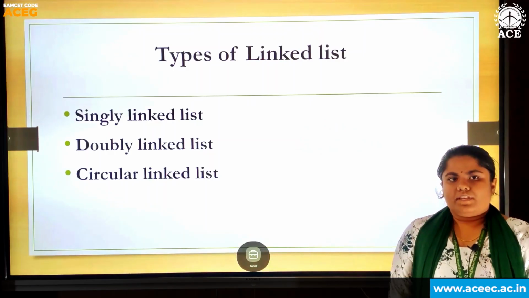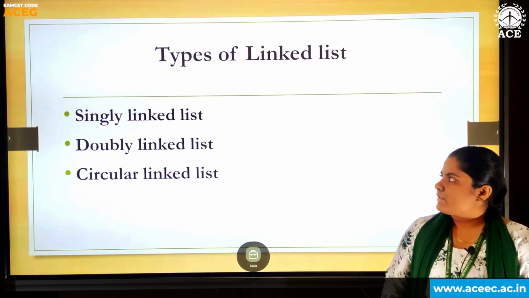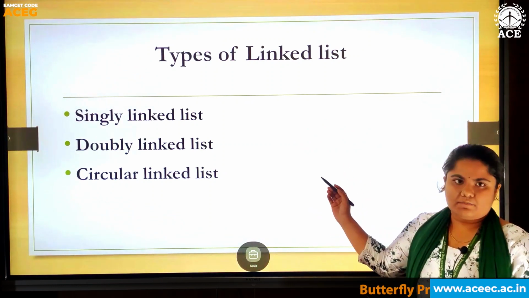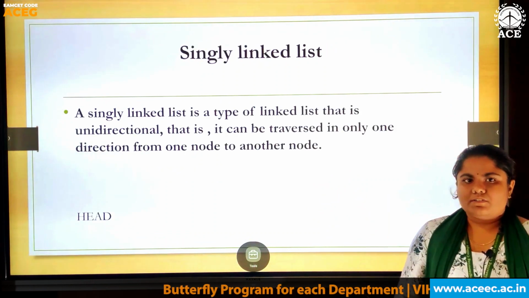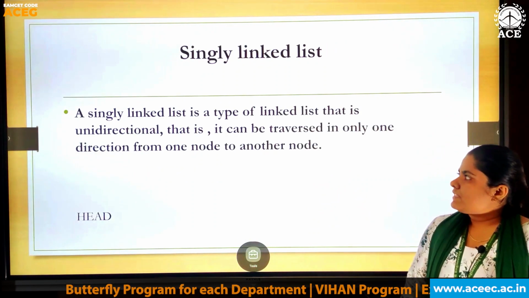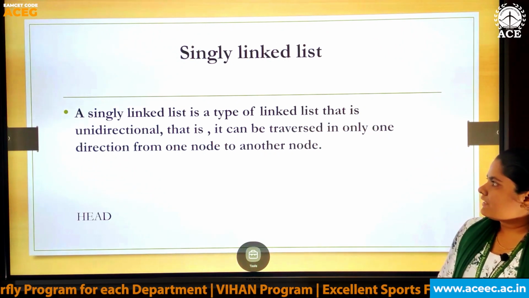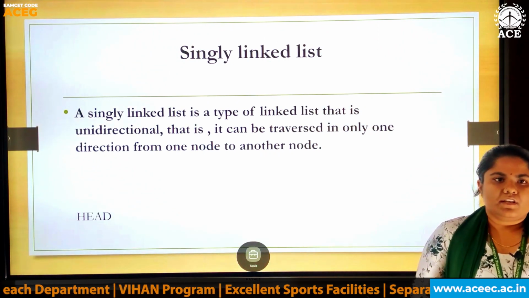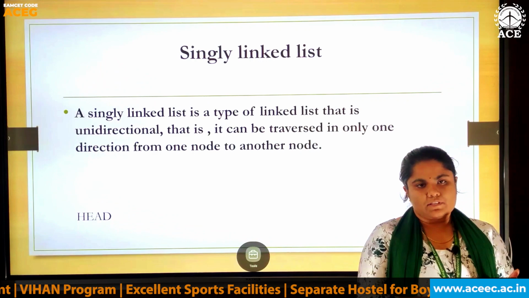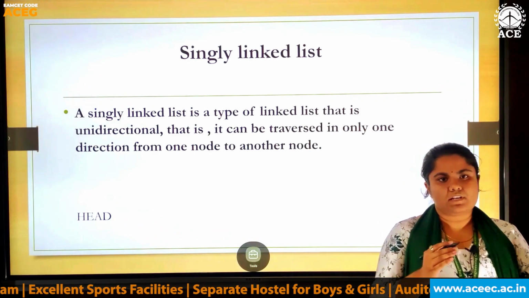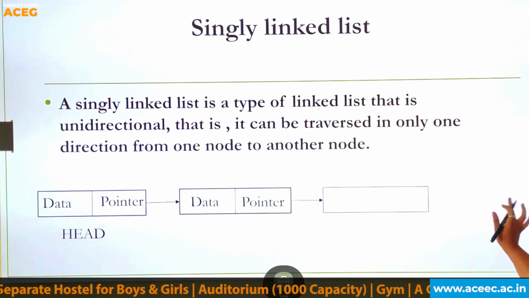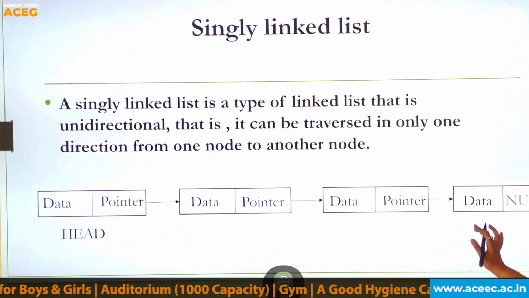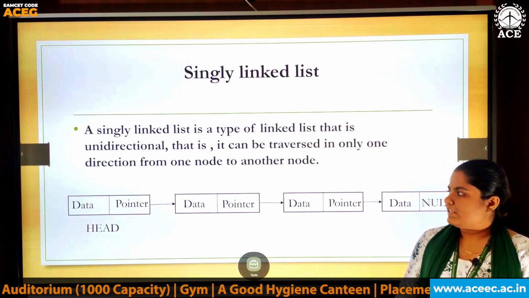We have three types of linked list. First one is single linked list, then double, and then circular linked list. Now let us discuss single linked list. A single linked list is a type of linked list that is unidirectional, which means the traversing can take place only in one direction, that is from left to right. This is the structure of a single linked list.